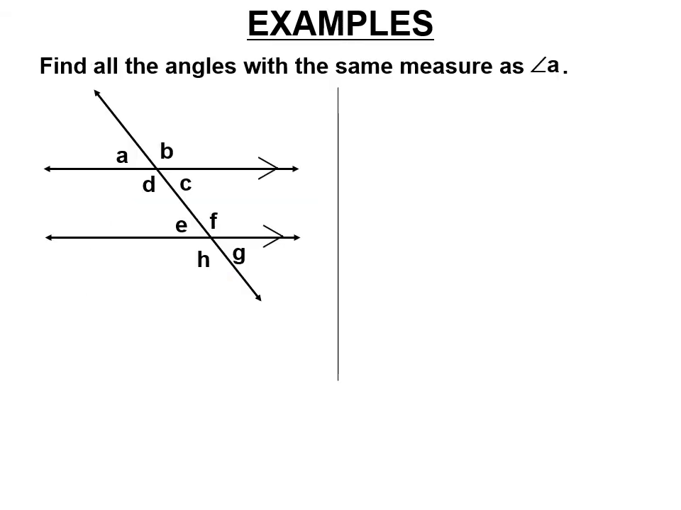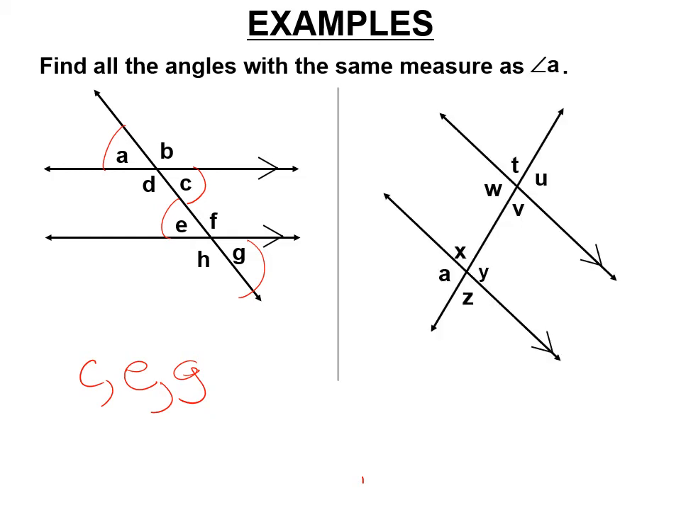Right, so which angles have the same measure as A? All right, so let's see. C is vertical to it, E is corresponding to it, and G is vertical to E and corresponding to C. So it's C, E, and G. Which ones have the same measure as A? This time it's Y is vertical to it, W is corresponding, and U is vertical to W and corresponding to Y.